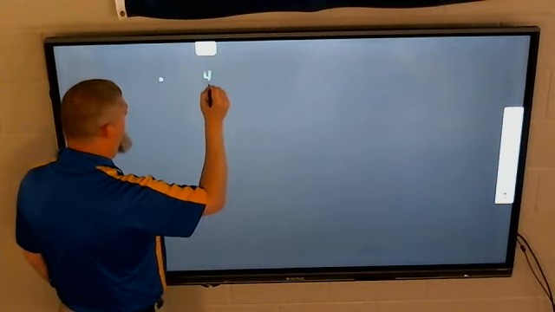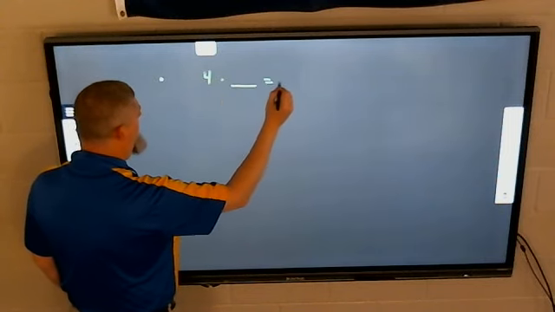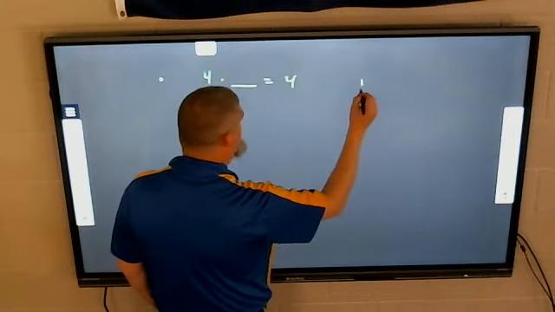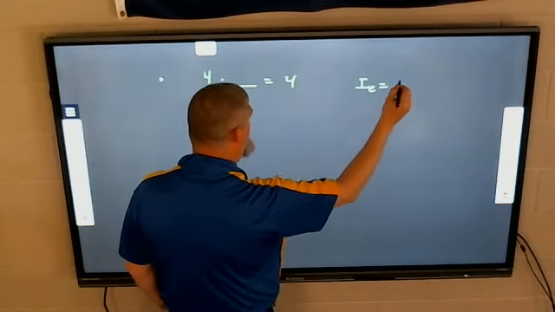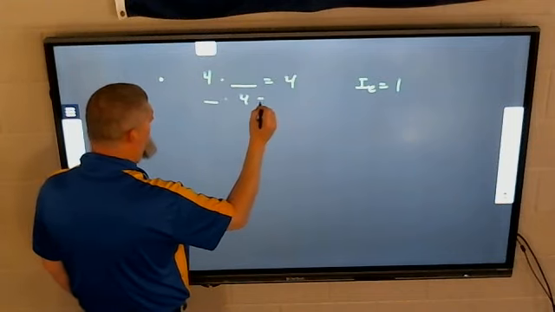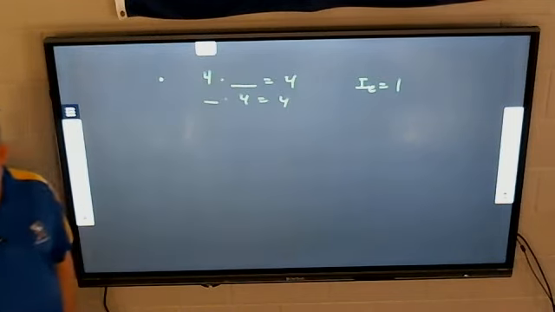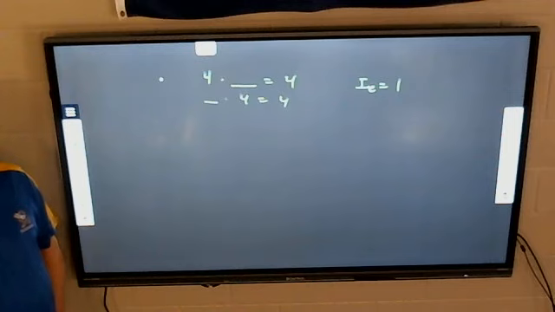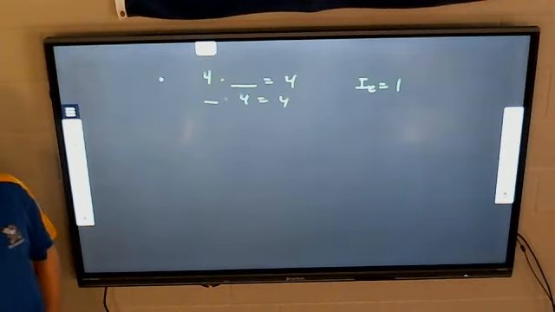So then, what about multiplication? Both sides. But there's a different identity element, right? 4 times what number equals 4? 1. So identity element equals 1. And that same times 4, it works both sides.